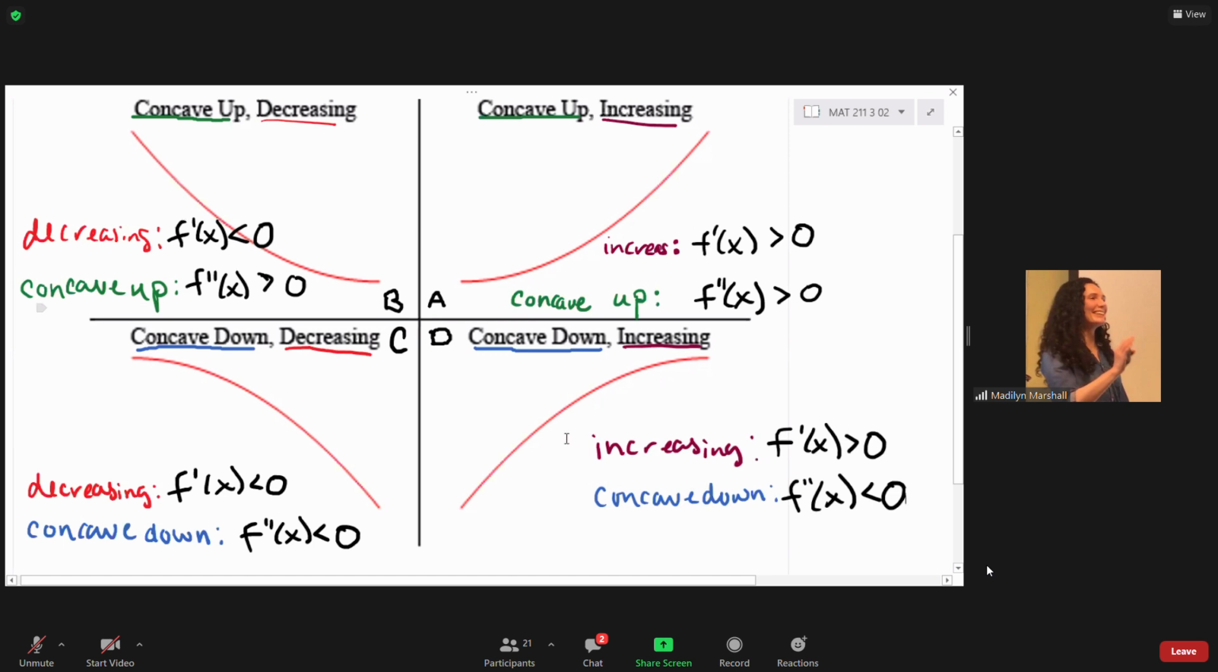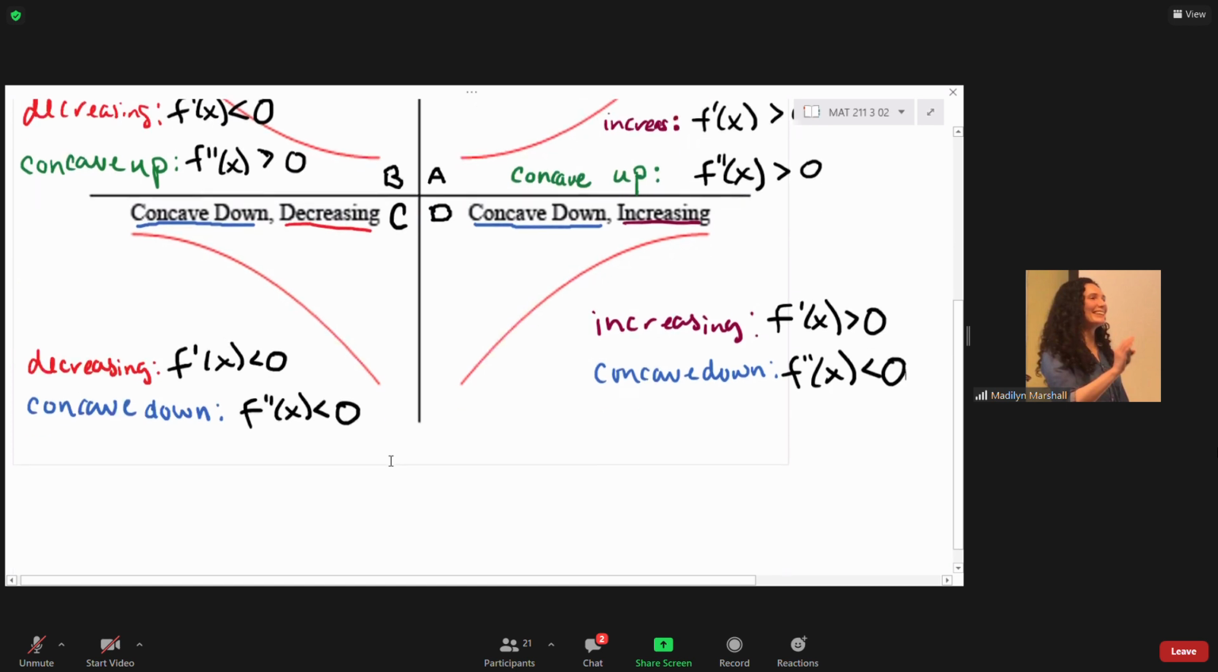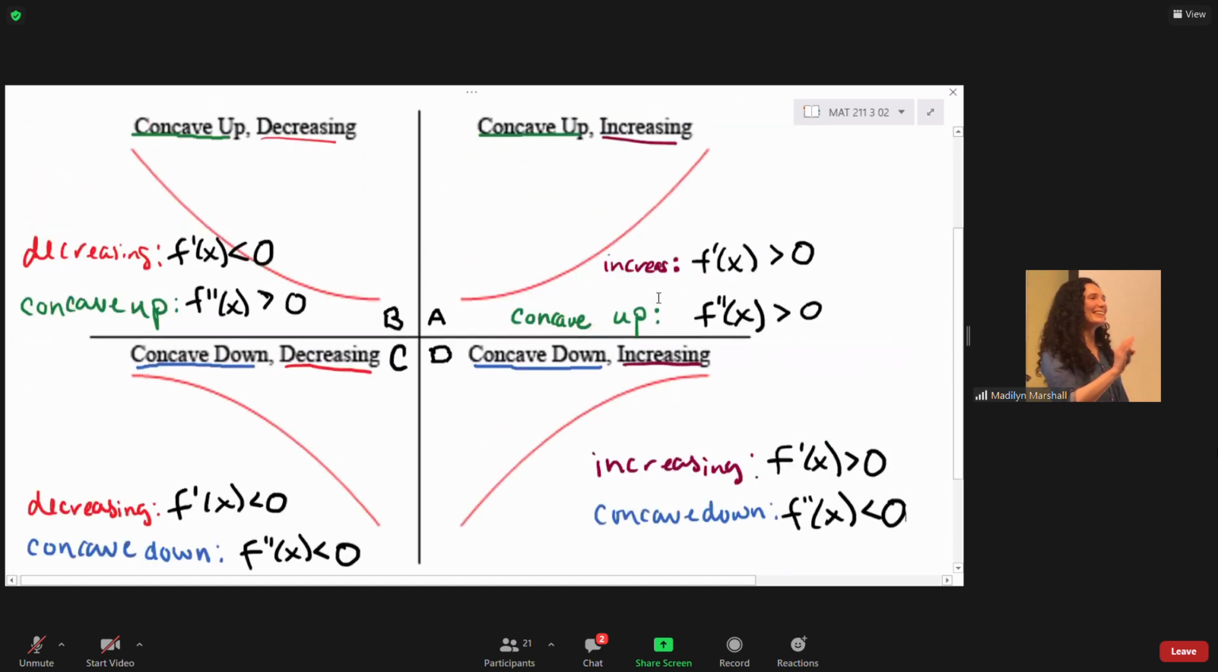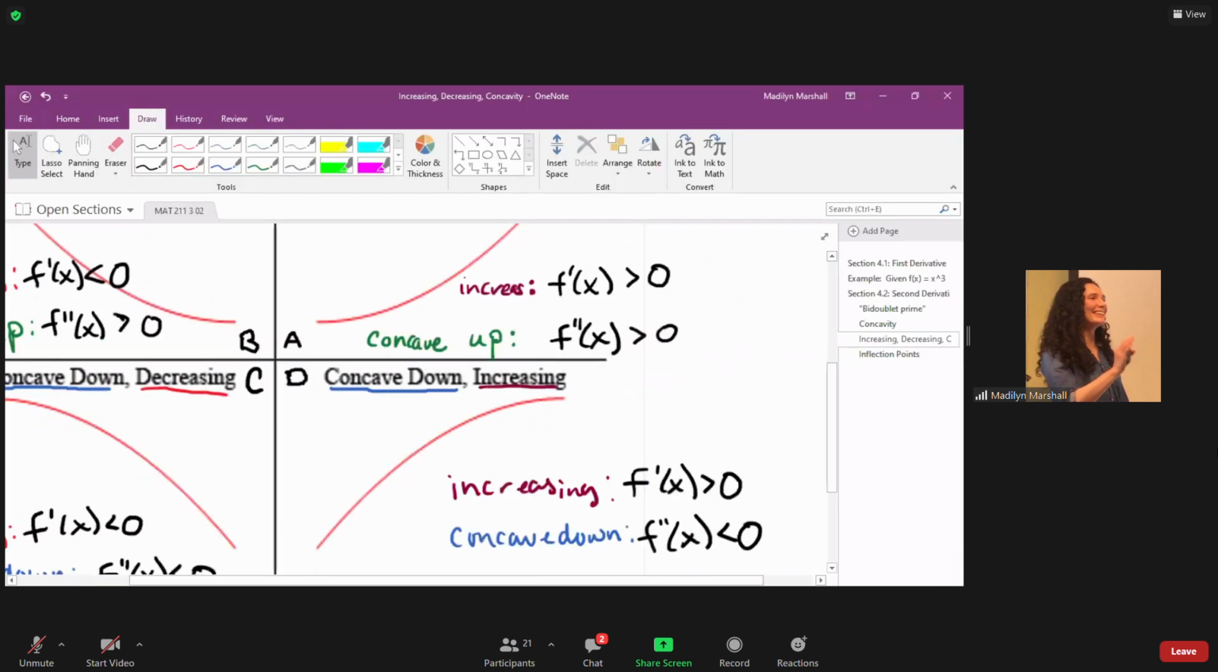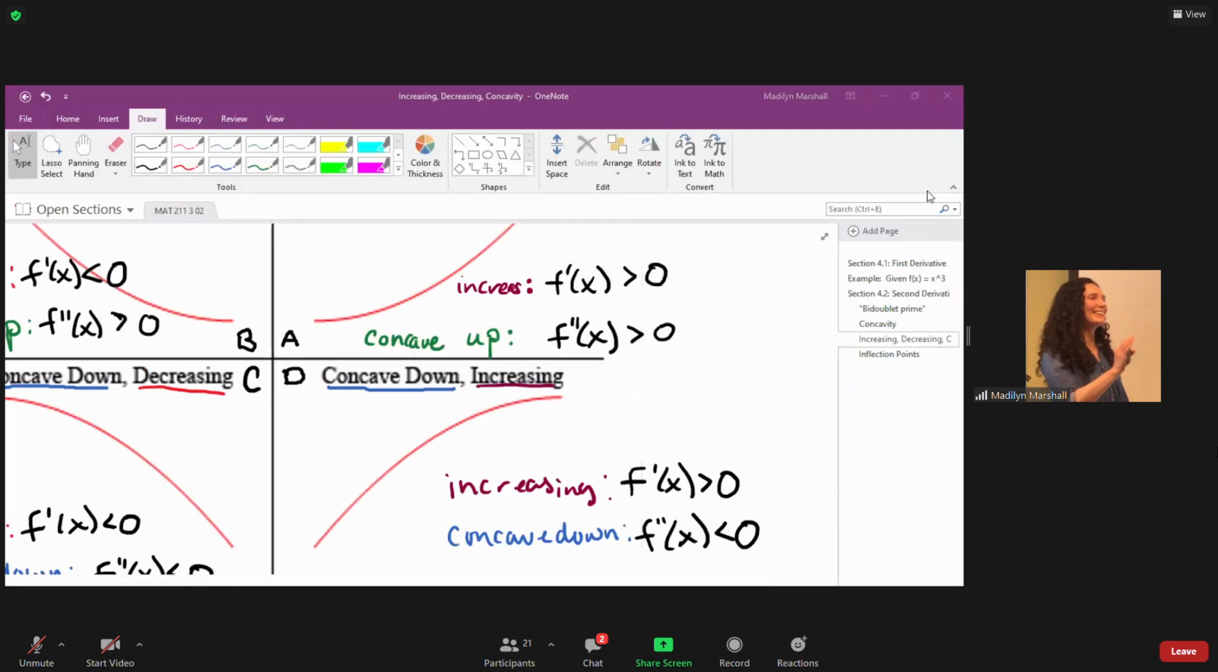So all of our graphs that we are going to look at, and we're going to start more serious graphing next week, where we're putting all of this together. All of our graphs will be made up with these 4 basic shapes: concave up and decreasing, concave up and increasing, and the other 2. And it all comes from these facts about the first derivative and the second derivative. All right.